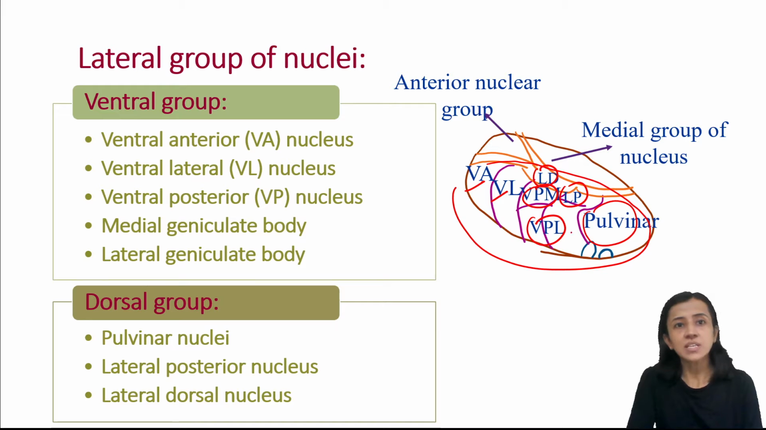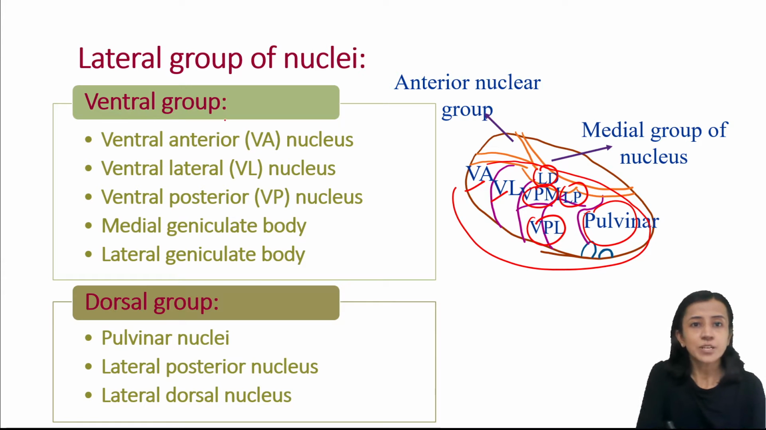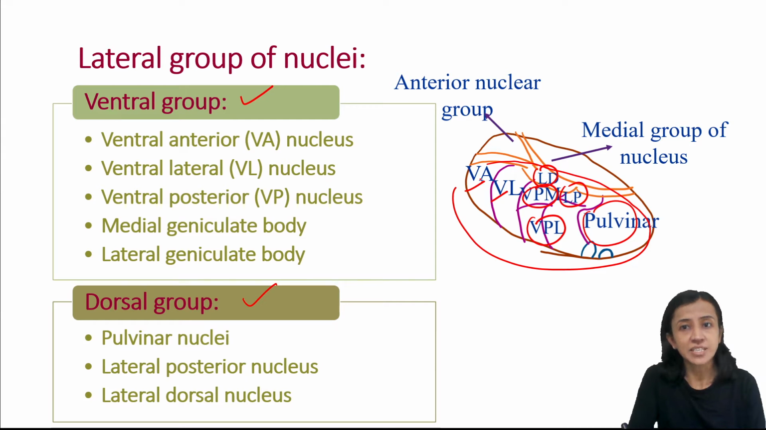I repeat, the lateral group of nuclei is divided into ventral and dorsal. Ventral is further divided into ventroanterior, ventrolateral, ventroposterior, ventral posteromedial, ventral posterolateral, and the dorsal group is lateral dorsal, lateral posterior and pulvinar. And in the ventral group, we have the medial and lateral geniculate body. The medial is part of the pathway of auditory impulses, and the lateral is for visual impulses.